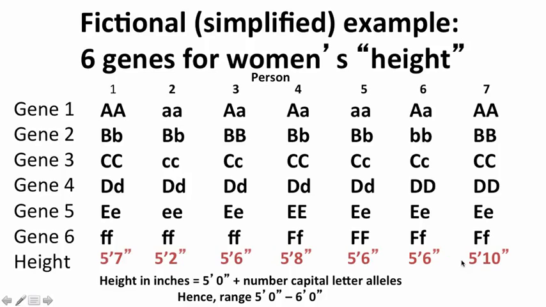Now I want you to look at this distribution for just a minute. We have 3 different individuals that are 5 foot 6, but if you look at them, none of them actually have the same genotype.